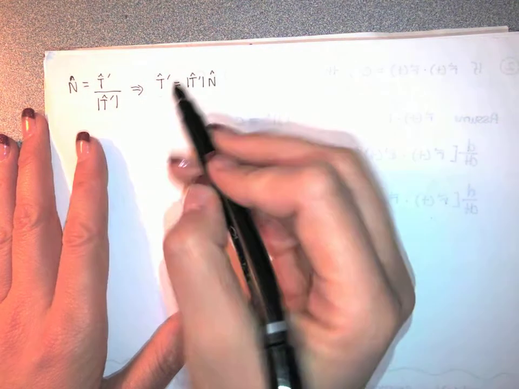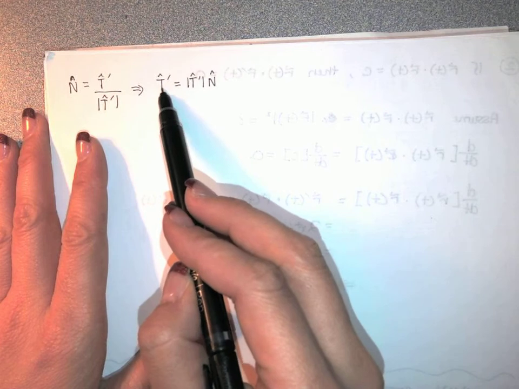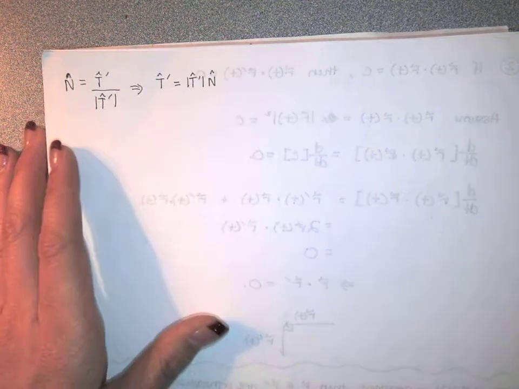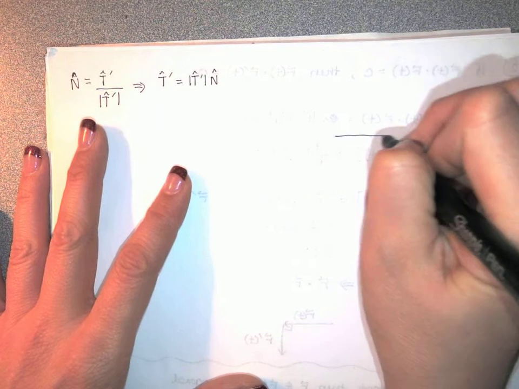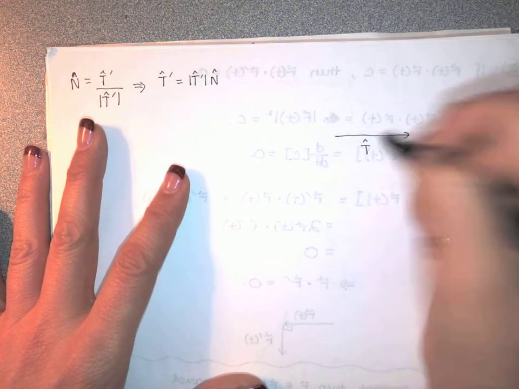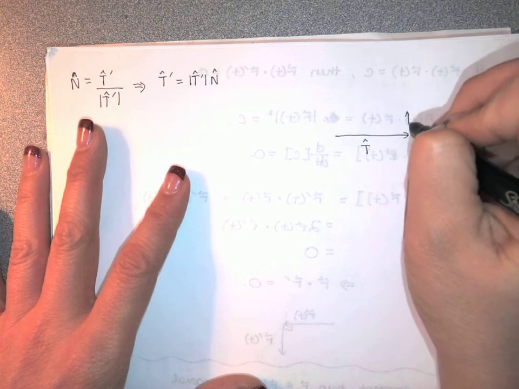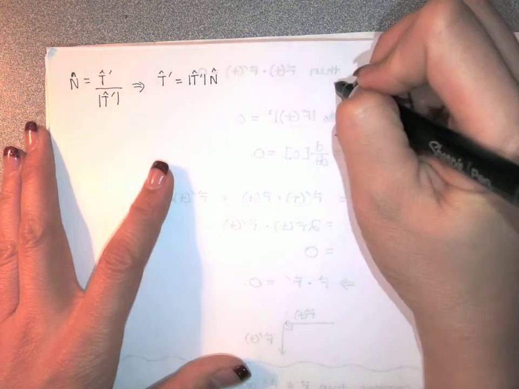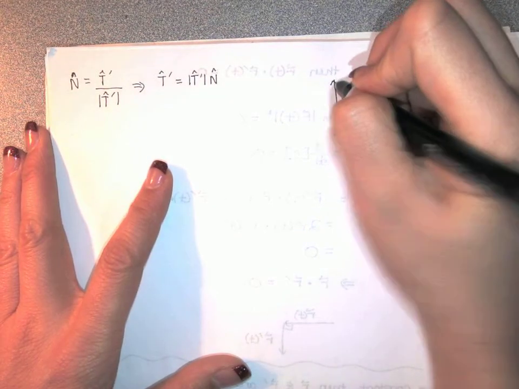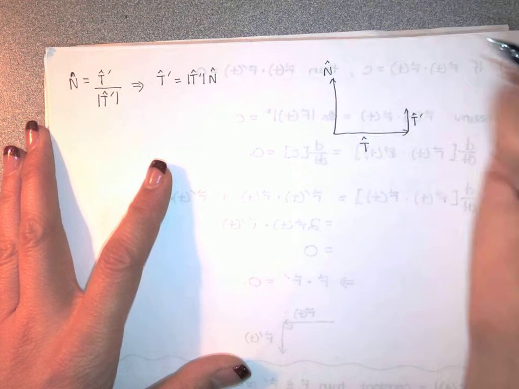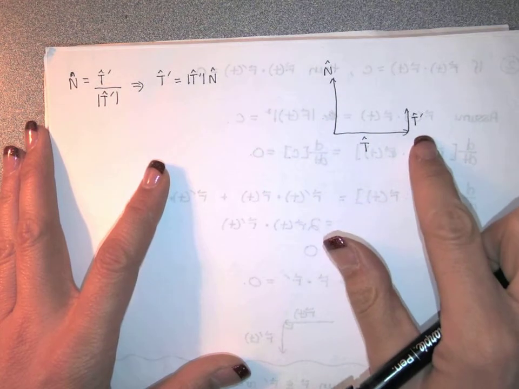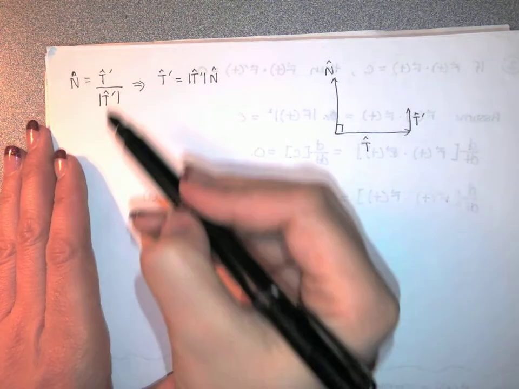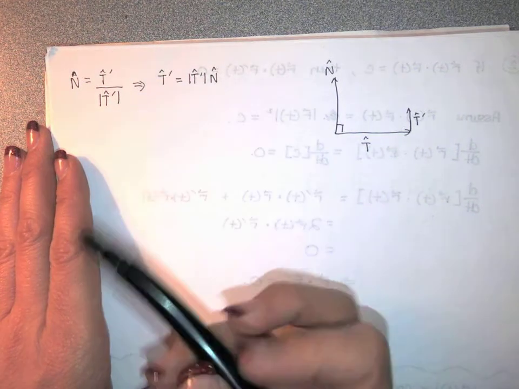So this is telling me that t hat prime and the unit normal are parallel to each other, which is something that we've already discussed. If this is the direction that I'm going, and I'm turning in this direction, so that's t hat prime, the unit normal is the vector that is parallel to t hat prime, that is exactly 1 unit long. So we just take that and we divide it by its magnitude.